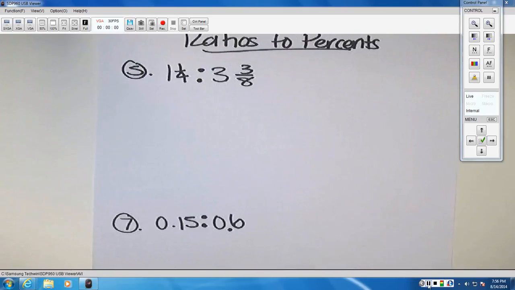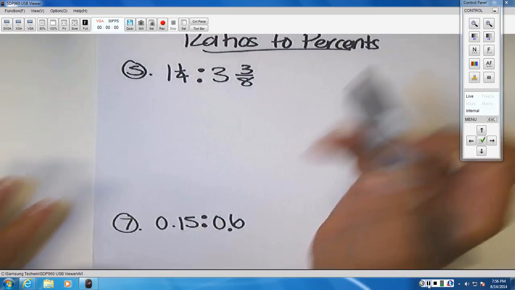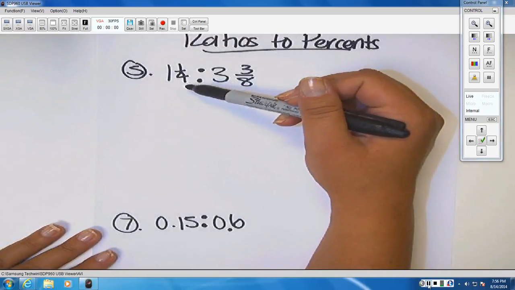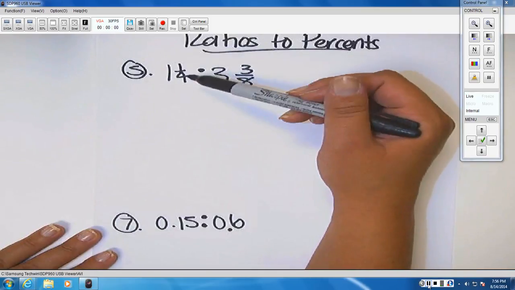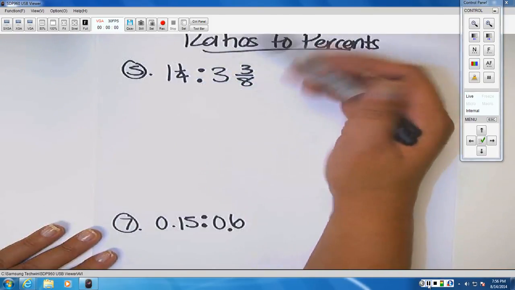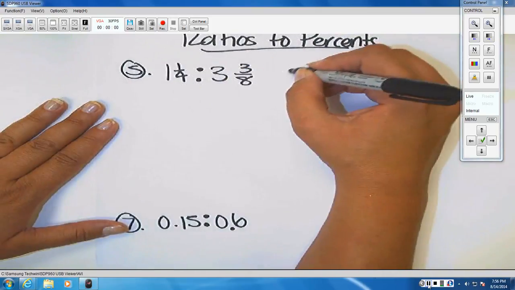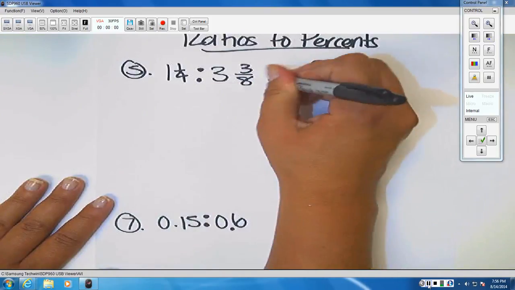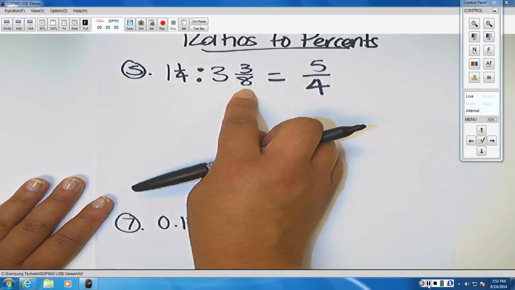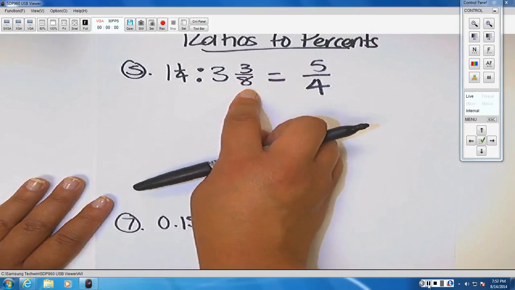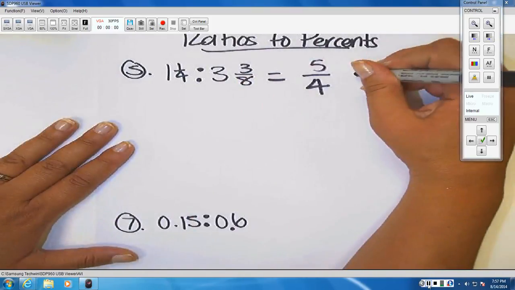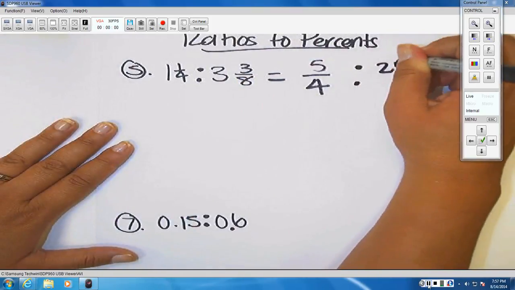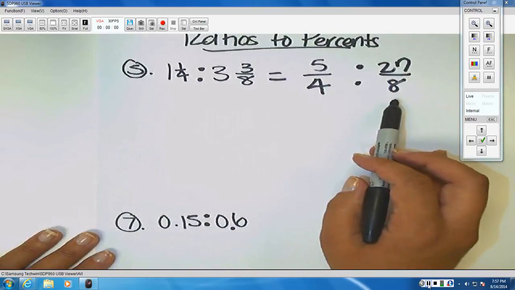Okay, so with this one, again, we're just working with mixed numbers, mixed fraction numbers. So we want to take that and turn it into an improper fraction. We do that by multiplying the denominator by the whole number and adding the numerator. So 4 times 1 is 4, plus 1 is 5. So this turns into 5/4. And over here, we have 3 times 8, which is 24, and then we're going to add 3. 24 plus 3 is 27. So we have 27/8. So here's our ratio.